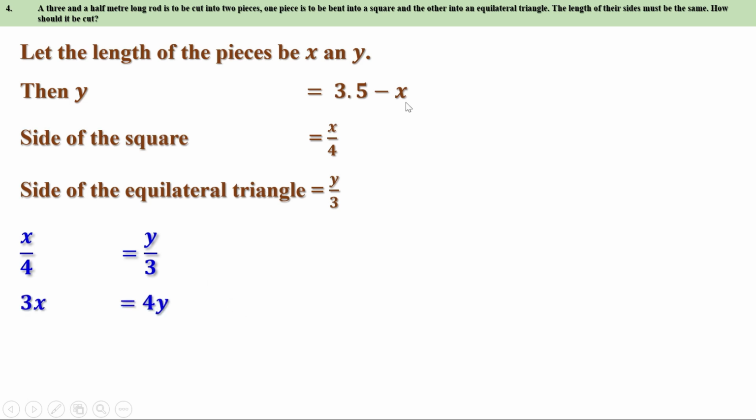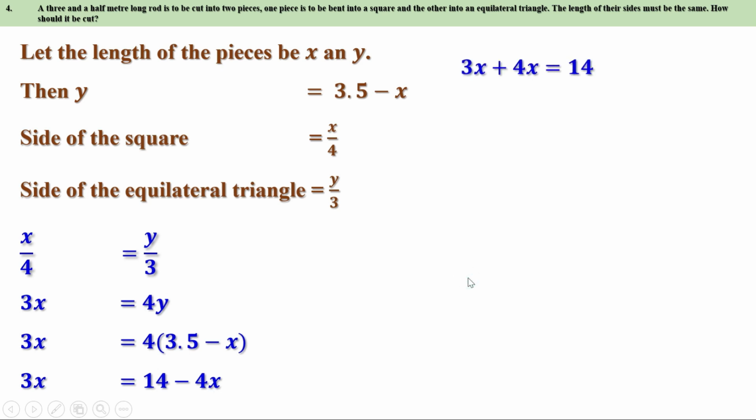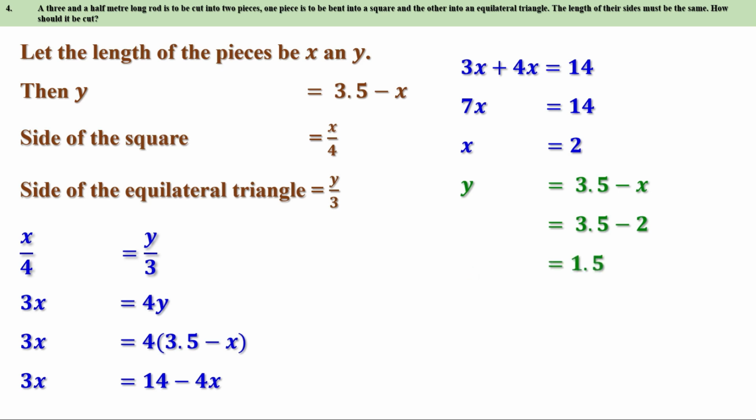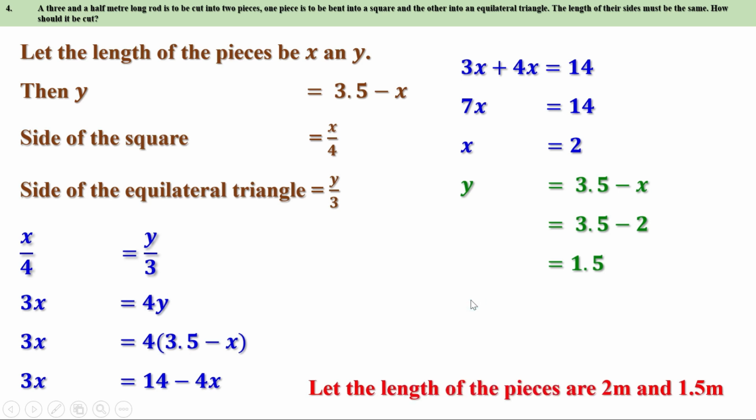Now, y is 3.5 minus x. Replacing, we get 3x equal to 4 into (3.5 minus x). Multiplying, we get 3x equal to 14 minus 4x. Taking minus 4x on the other side, we can write 3x plus 4x equal to 14 or 7x equal to 14 or x equal to 2. y equal to 3.5 minus x, that is equal to 3.5 minus 2 or 1.5. That means the length of the pieces are 2 meters and 1.5 meters.